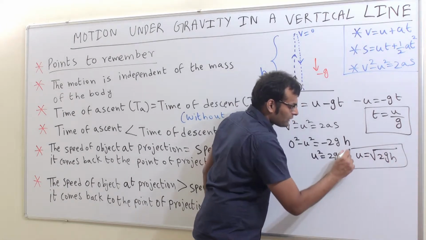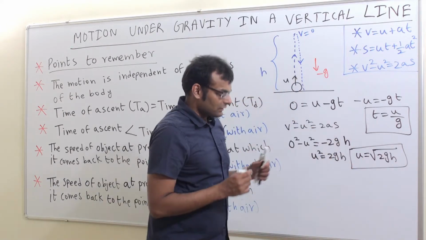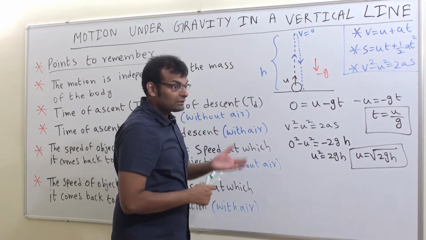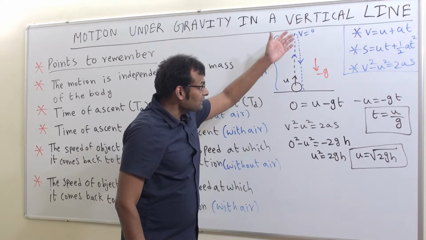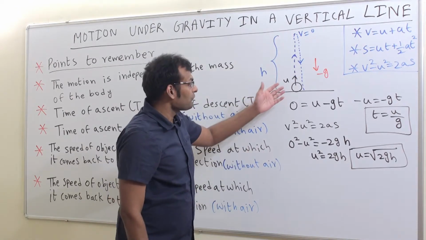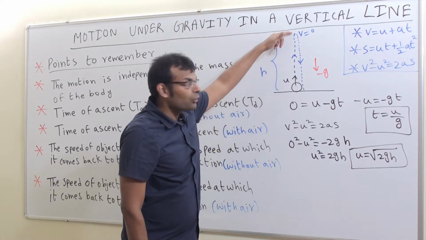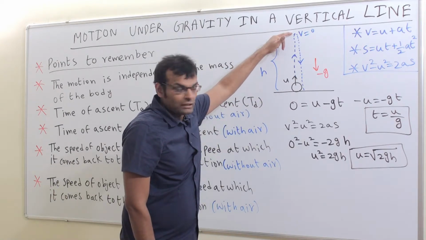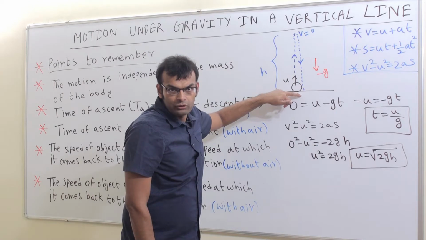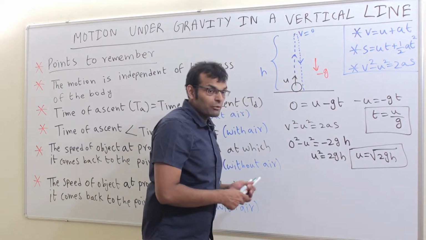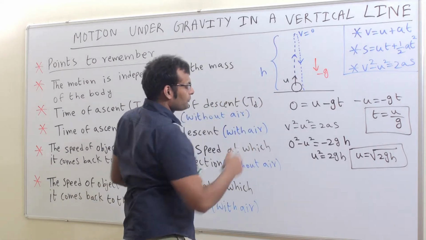So what I want to tell you is that t is u by g, and it's actually the time of ascent. Now what would be the total time, or time of flight? That is the time taken by the ball to start from the initial point, go to the topmost point and come back to the initial point, the starting point. So time of flight would be ta, the time of ascent, which you can see I have calculated to be u by g.